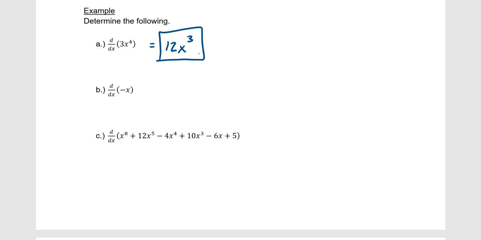So technically this would be that constant multiple rule. We would bring out the negative 1 times the derivative of x. We know the derivative of x is 1. That's negative 1 times 1, so negative 1. Hopefully you don't have to do all that because this is just a linear function. The slope is negative 1, so we know the answer should have been negative 1. Skip right to the answer.